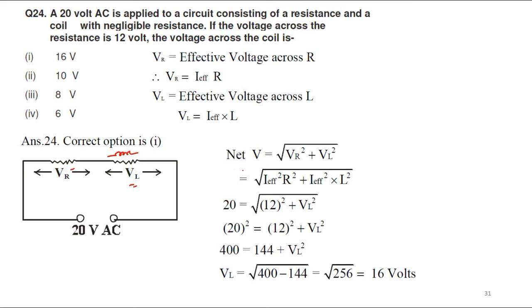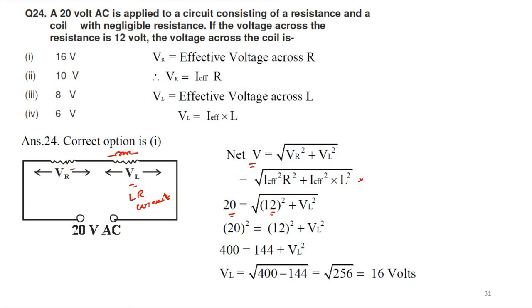So how do you do that? We know that V is equal to root of VR squared plus VL squared, in the case of an LR circuit. Therefore, V is equal to root of VR squared plus VL squared. Okay. So the net voltage is given to be 20 here. VR is given as 12. We are supposed to find VL.